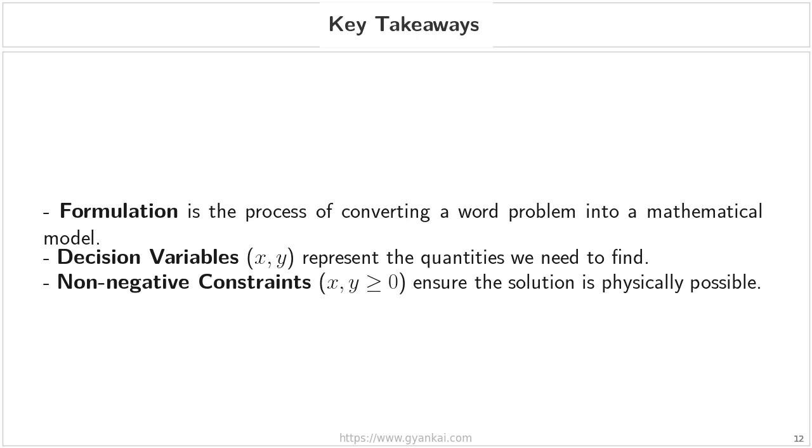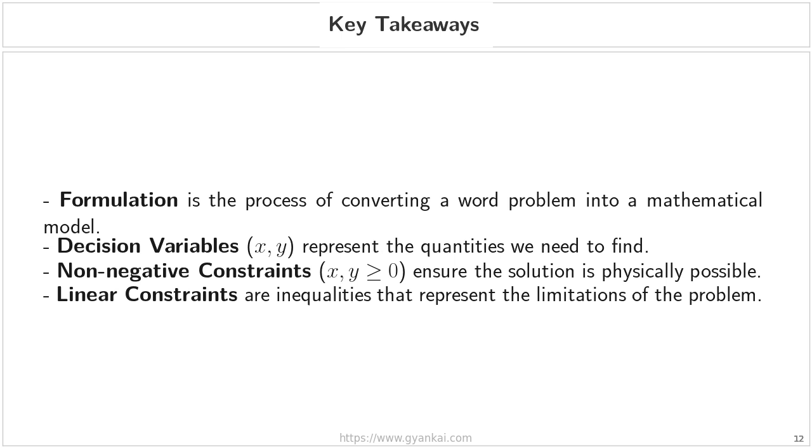Third, never forget the non-negative constraints. We must explicitly state that x and y are greater than or equal to 0. This is crucial because it ensures our mathematical solution is physically possible in the real world. After all, you can't produce a negative number of products. Fourth, we have our linear constraints. These are the inequalities that represent the limitations or restrictions of the problem, such as limited budget or available space, using symbols like less than or equal to or greater than or equal to.